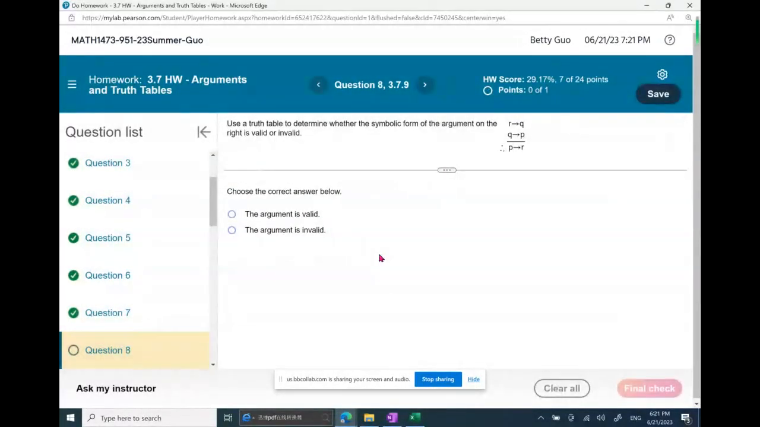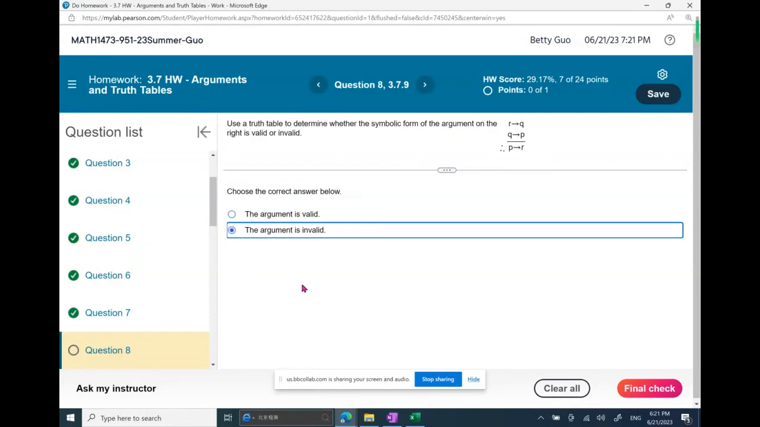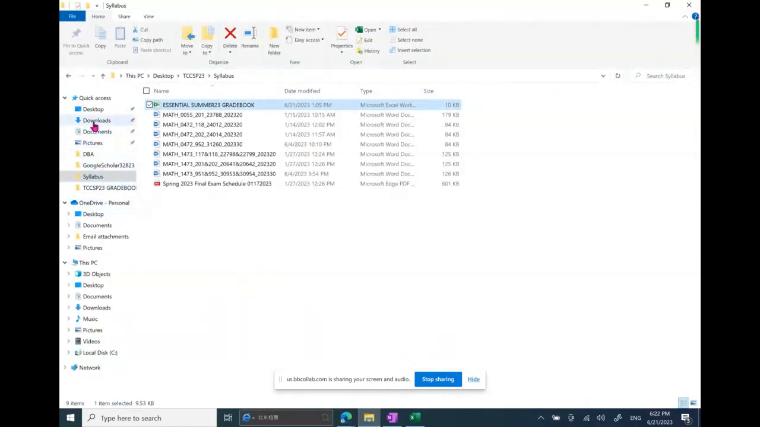Use a truth table to determine whether the symbolic form of the argument is valid or invalid. It is right here. R implies Q. Q implies P. So P implies R. That's definitely invalid. Based on the two premises, we could only have the conclusion that R implies P, not the converse. Not the converse.